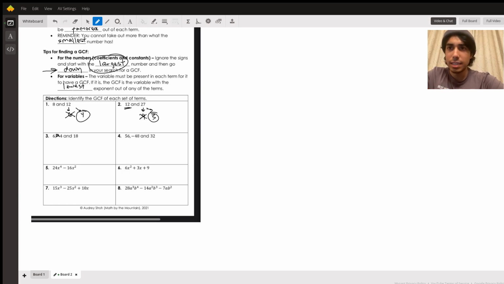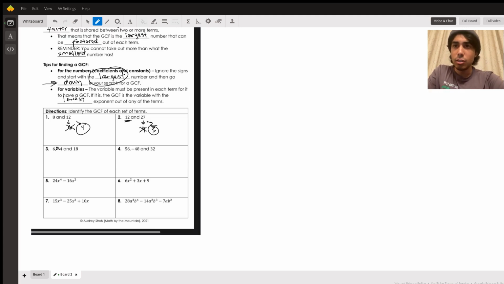Okay, this is when this idea is important. All right, so we cannot take out more than what the smallest number has. So that means we can't pick a number bigger than 4, right? Like if I tried to pick 5 or 6, 5 doesn't go into 4, 6 doesn't go into 4. 10 doesn't go into 4, right? So I can't pick any numbers that are larger than 4. So that can eliminate a lot of possibilities to try, and that's going to save you a bunch of time, right? So be aware of what the smallest number is, and don't try anything bigger than that, right? Because a number bigger than a number can't go into that number.